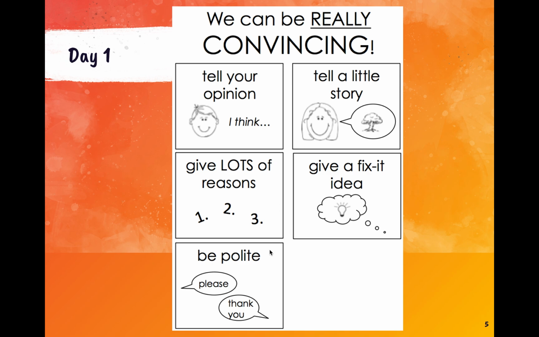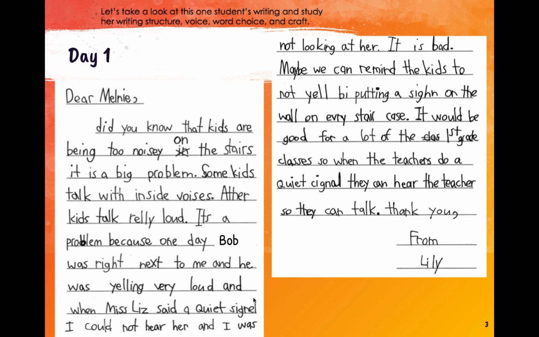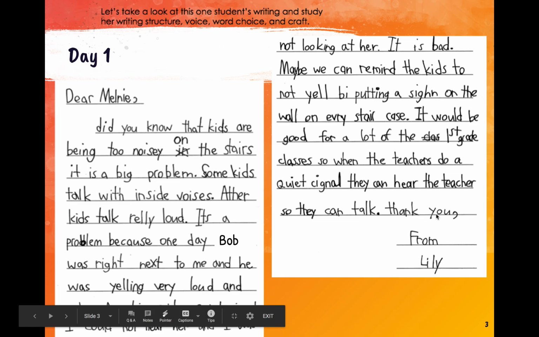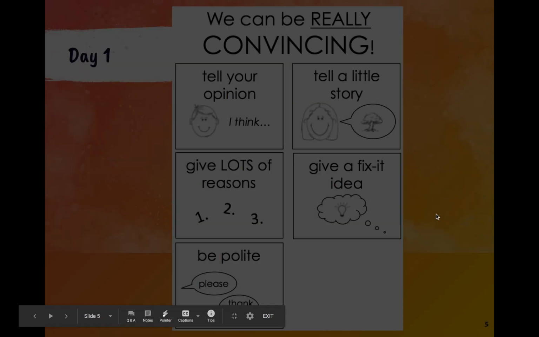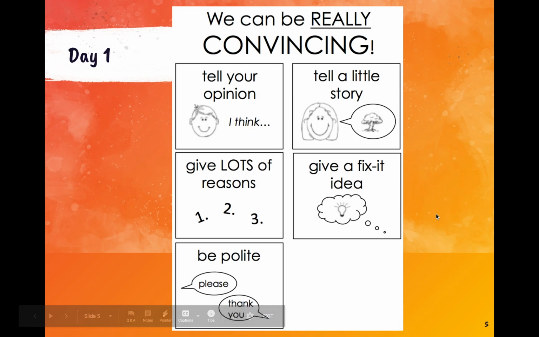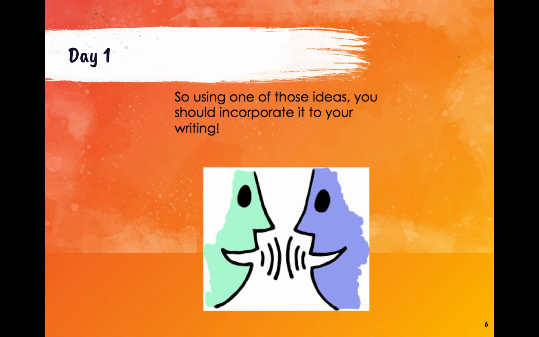Another one is making sure you guys are being polite, saying please and thank you. Because if you notice in her writing the entire time, Lily was not being angry or being mad. She was being very polite. She's telling people exactly what she thinks is important. She's giving them the reasons, giving them a story. And at the end, she even said thank you. So that's some of the awesome strategies that you guys can use to be very convincing.